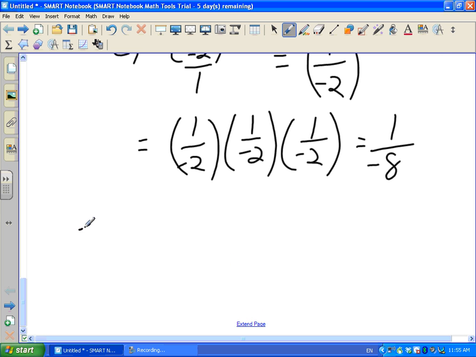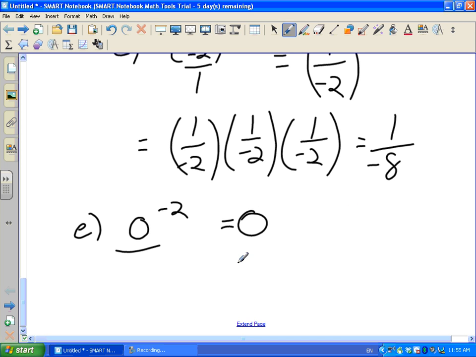And finally, E. 0 to the power of negative 2. Let's turn this into a fraction. Is there any need to? What is 0 times 0 times 0 times 0? It's going to be 0. That's when the base is 0. We know it's just going to be 0, okay?